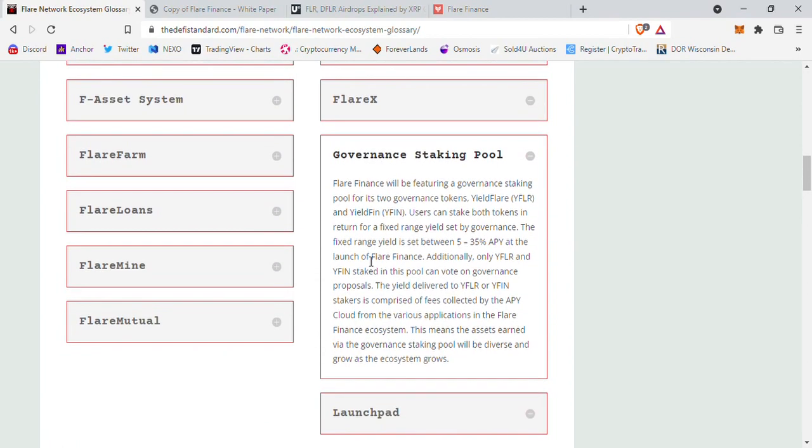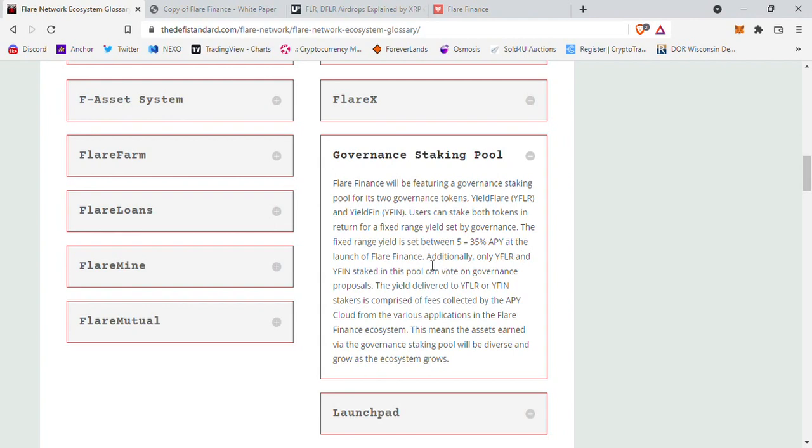Now I kind of want to jump, this also has to do with YFlare. Flare Finance will be featuring a governance staking pool for its 2 governance tokens, YFlare and YFin. Users can stake both tokens in return for a fixed range yield set by governance, and that range yield is going to be between 5 and 35% APY.